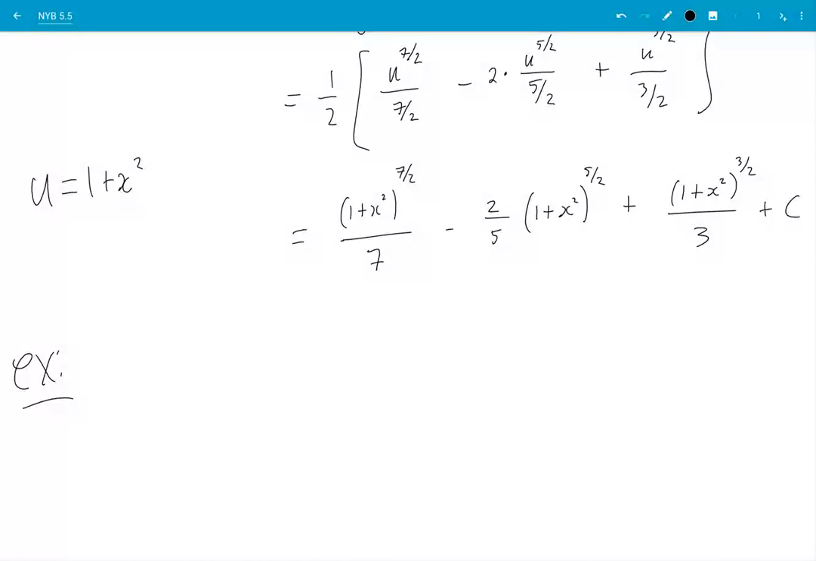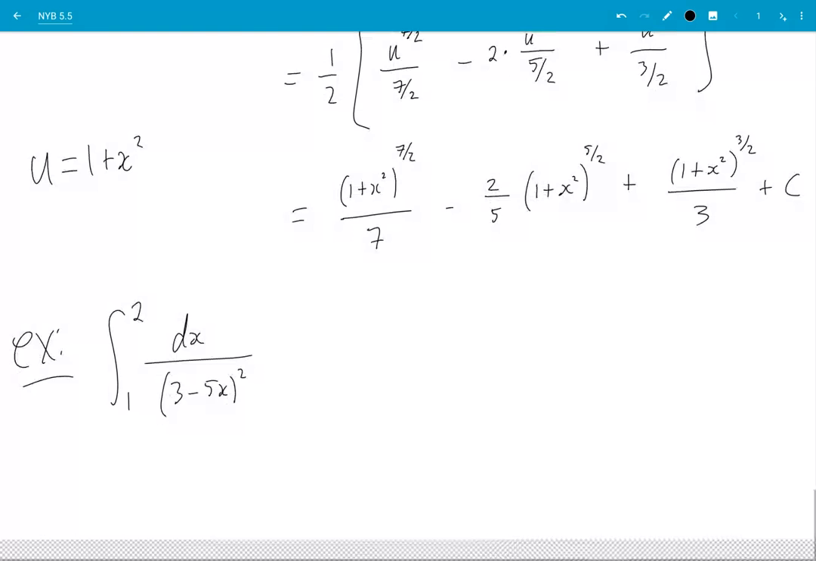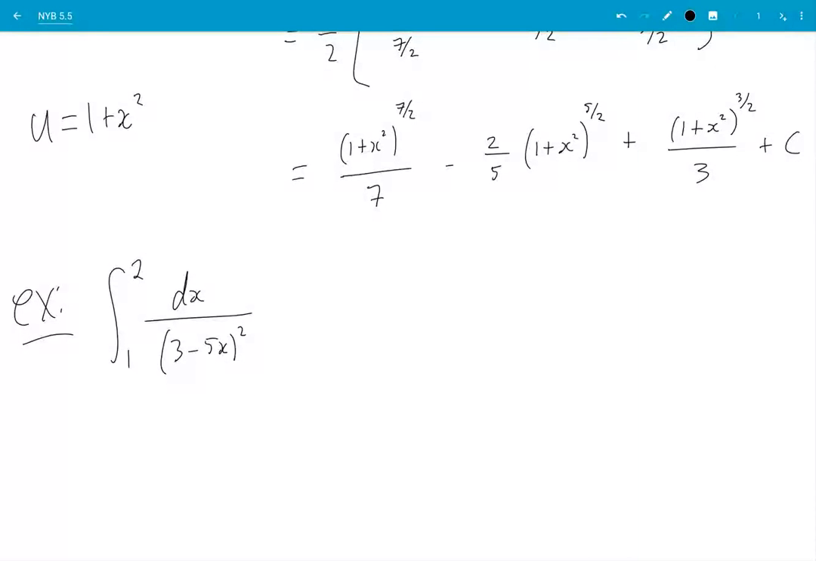Another example. This one's pretty simple, but we're going to learn how to mix substitution with definite integrals. A definite integral is when you have these upper bounds and lower bounds. Okay, let's see how this works out. So I'm going to choose a u as usual.